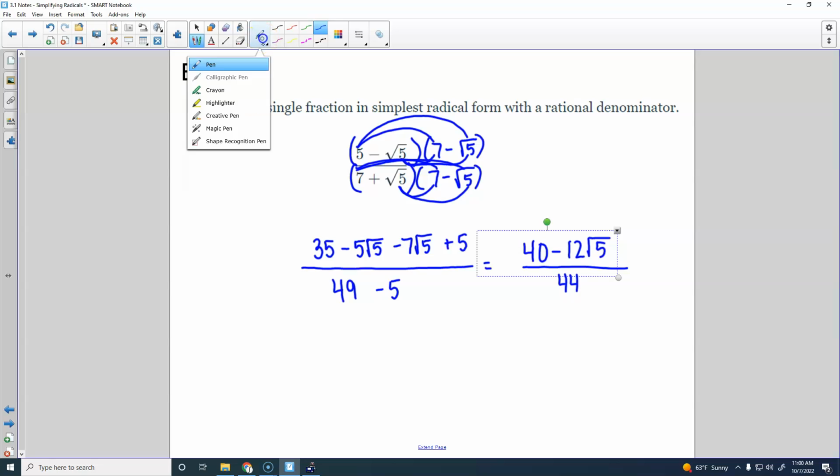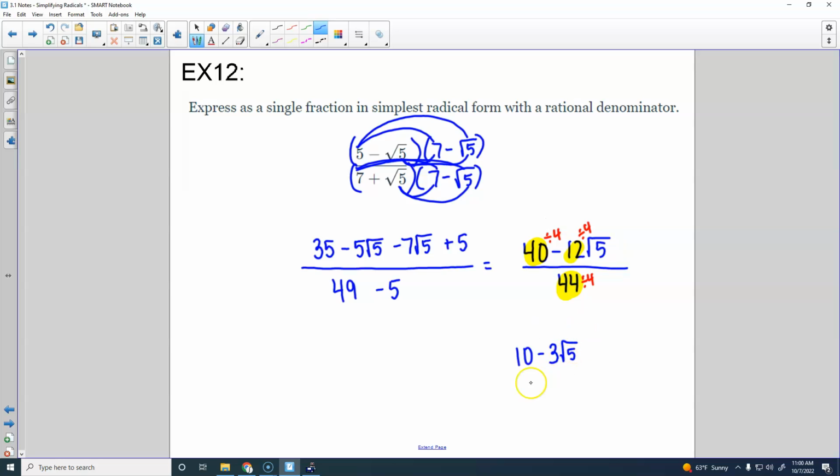I could divide all three of these numbers right here by 4. You can only do it if you can divide all three of those numbers there. So that is going to give you 10 minus 3 root 5 over 11. And it won't reduce any further, so you leave it right there.